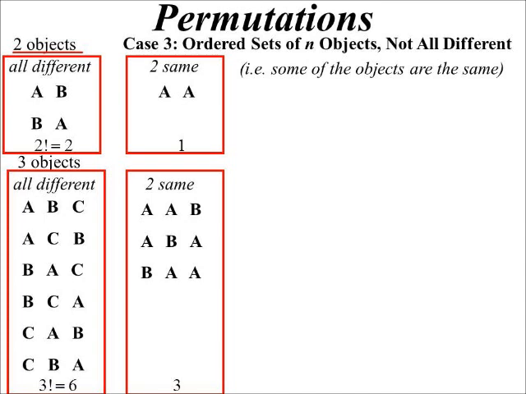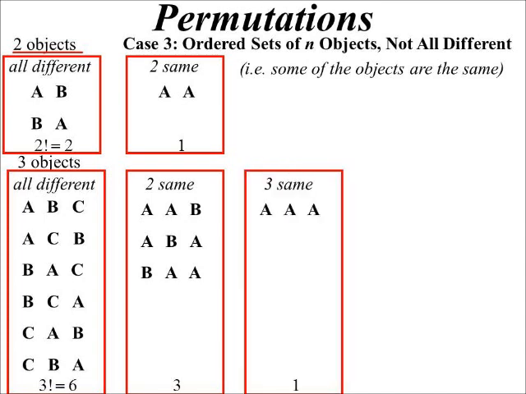What have we done the same? Divided by, or is there more happening? What happens when three of them are the same? Now there's one, so I've gone from six to one in this case. So it's not just simply dividing by two. Let's go to four objects.